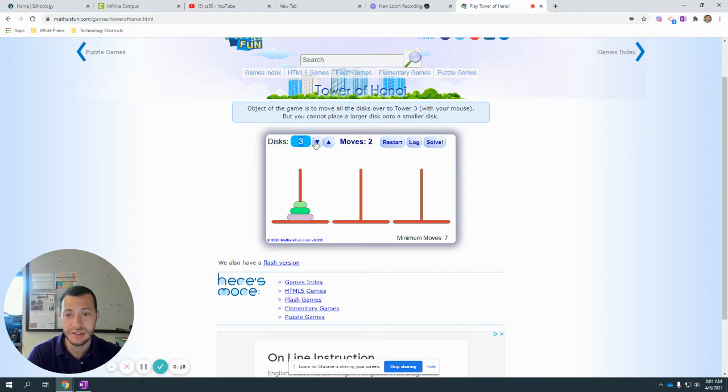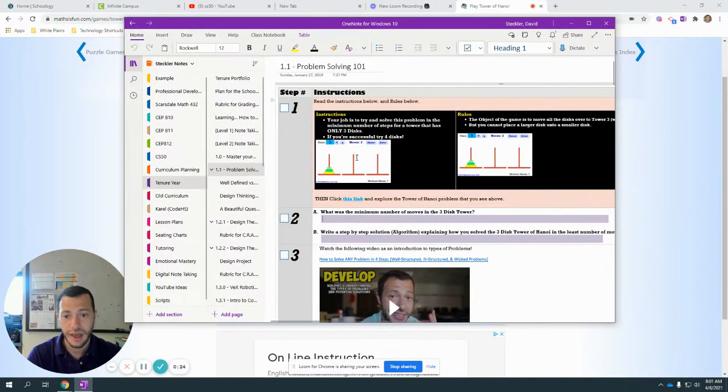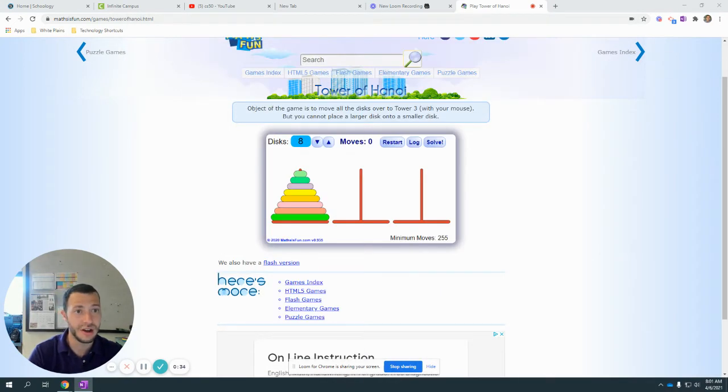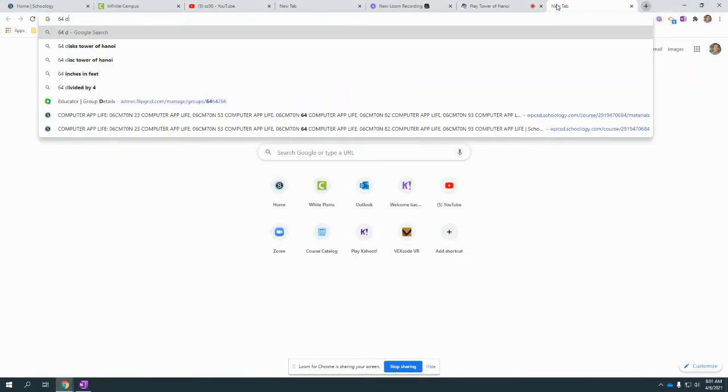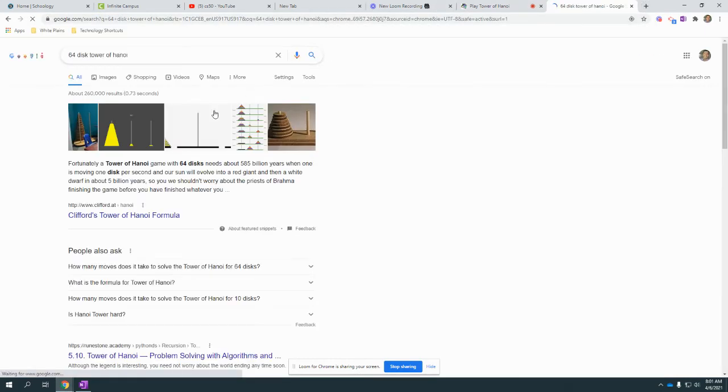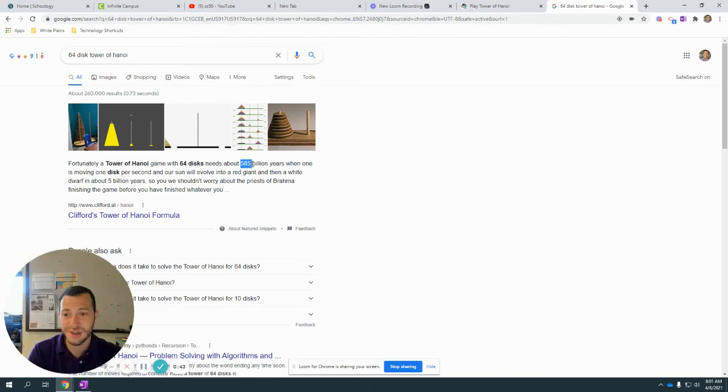specifically for three disks. Now, you could always increase the number of disks because the riddle originally had a total of 64 disks, and that number of disks takes a really, really long time. If we just quickly look it up, 64 disk Tower of Hanoi, we'll be able to see that it would take about 585 billion years when one disk is moving one per second.